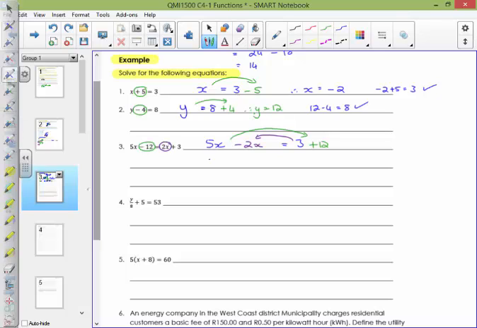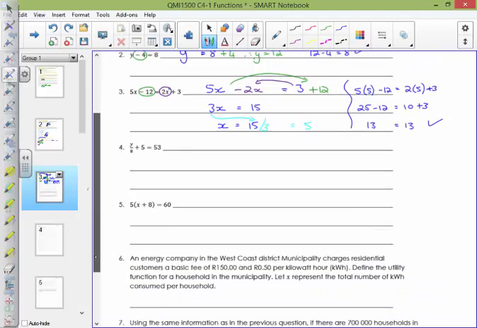5x minus 2x gives you 3x. 3 plus 12 gives you 15. Divide by 3 on both sides. To get rid of the 3, instead of multiplying, I'm going to divide, which means x is equal to 5. Let's check the answer. 5 times 5 minus 12, is that equal to 2 times 5 plus 3? 25 minus 12 is 13. 2 times 5 plus 3 is 13. Yes, it works.